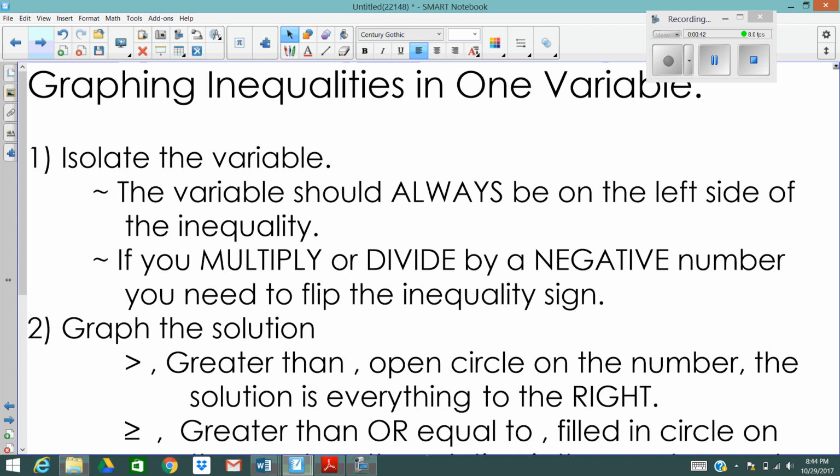The first thing you need to do is isolate the variable, just like when we're solving for x. A couple things that make solving inequalities different is that you want your variable to always be on the left side of your inequality. If you multiply or divide by a negative number, you need to flip the inequality sign. Those are the two things that make solving inequalities a little bit different than equalities. And then finally, since our answer is not going to be one number, it's going to be a whole set of numbers, to correctly express our solution, we express it graphically.